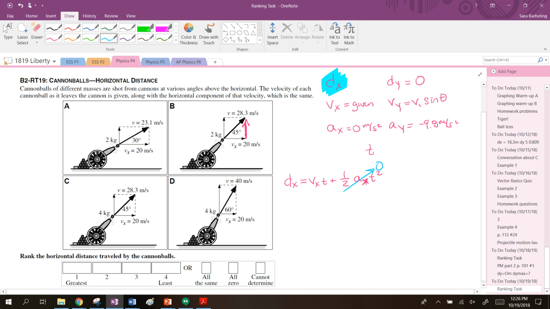So now, dx equals vxt, yeah? How do the vx's for the four of them compare? They're all the same, right? So all the vx's are the same. So what is it that's going to dictate dx? The time. So far, so good? How do the times compare? Are they all the same?